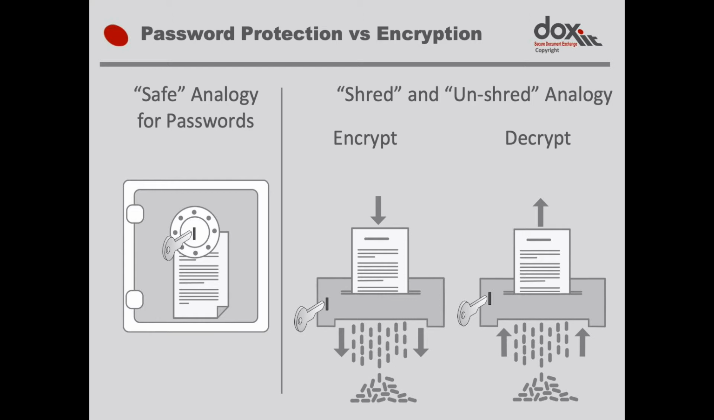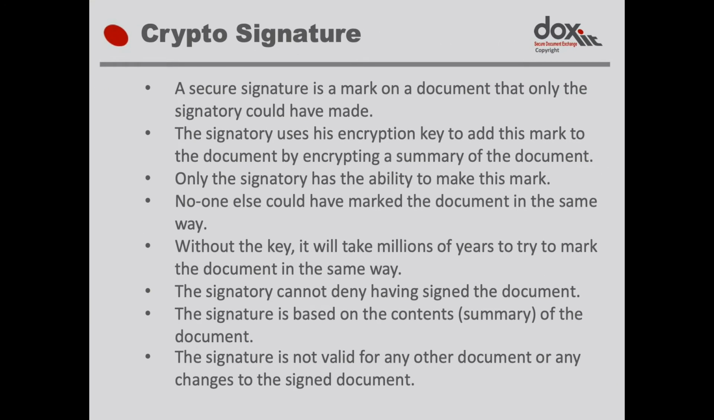The point of this analogy is that encryption changes the document itself. After encrypting a document, it can be sent over an insecure communication channel without the content leaking out. We have looked at how encryption can be used to provide confidentiality. Let's now have a look at how encryption can be used to add a signature to an electronic document.